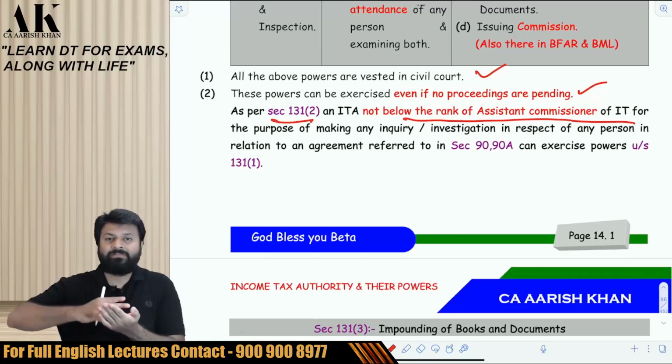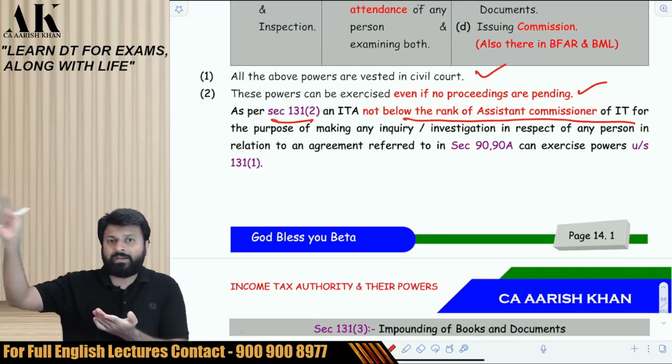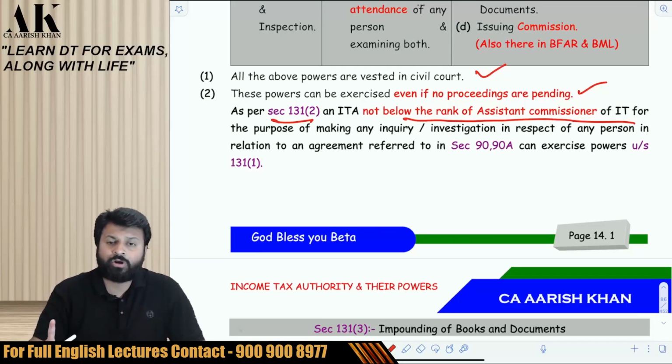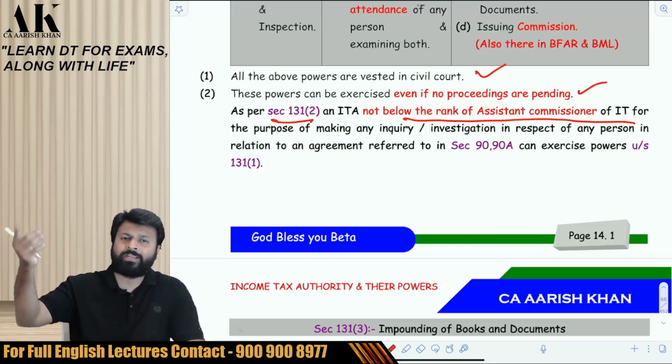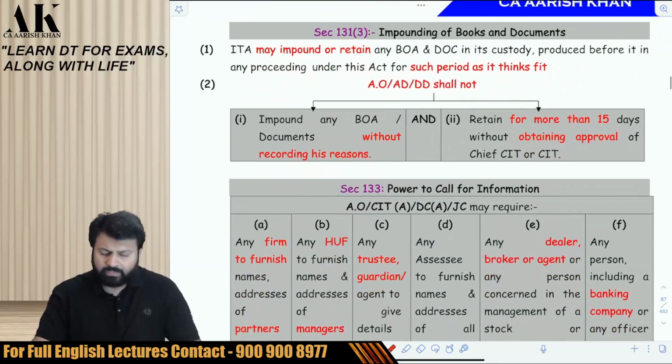So, in that case, if the income tax authority wants to issue summons in an international matter, then the authority should not be lower than what? An assistant commissioner of income tax. An assistant commissioner of income tax or above authority can exercise this power. Next one. Can the income tax department impound your books of accounts?